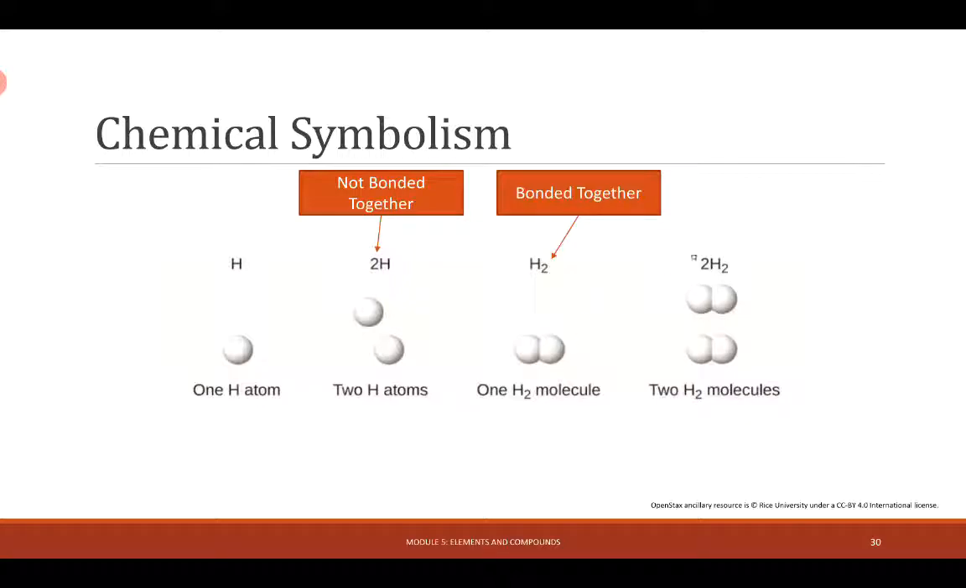They are touching. And so if you write 2H2, then that is two different H2 molecules. So two separate H2 molecules. So the number up in front means that there's two of them, and a subscript 2 means that it's connected together. So numbers up in front, not connected together. Subscript is connected together.